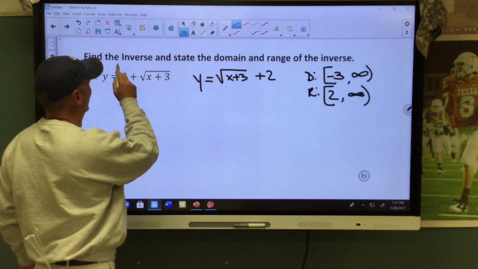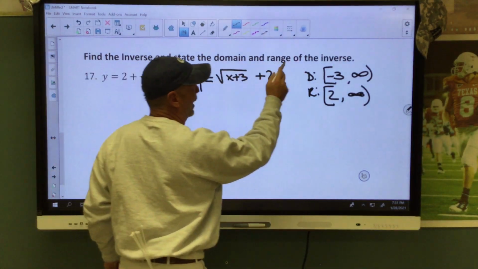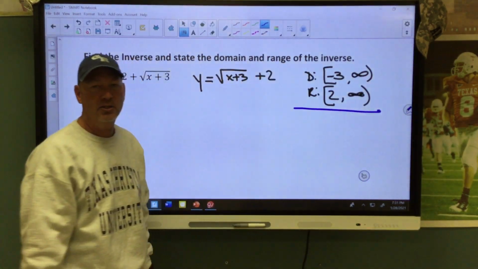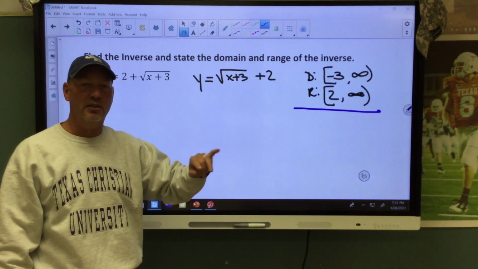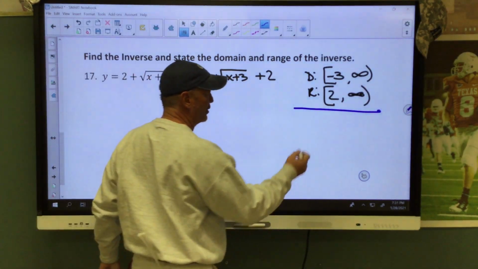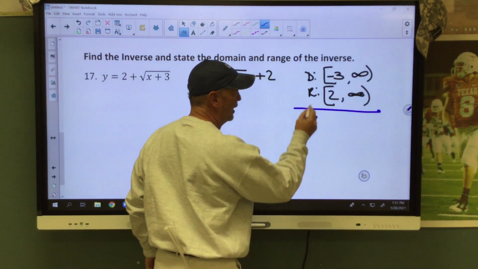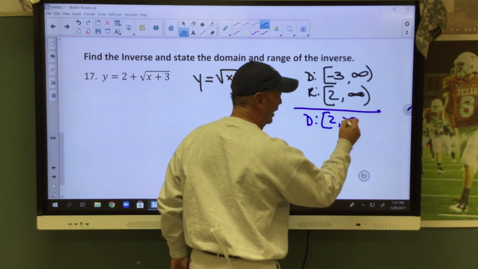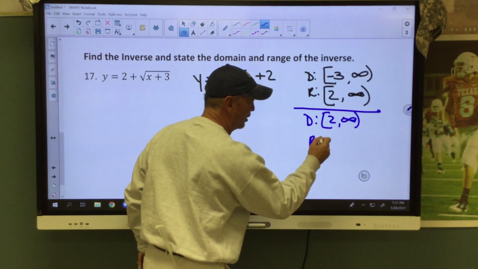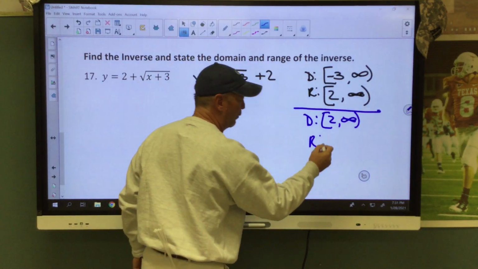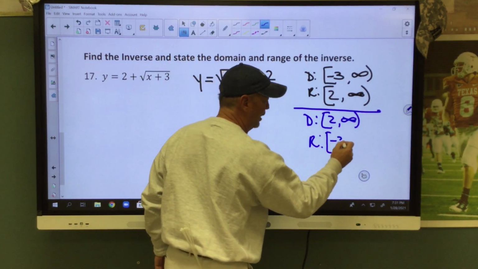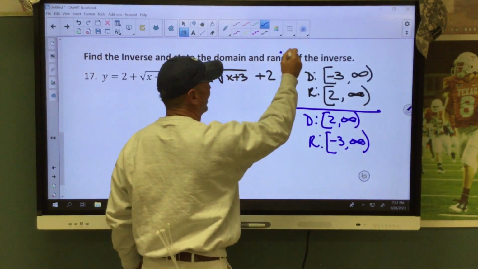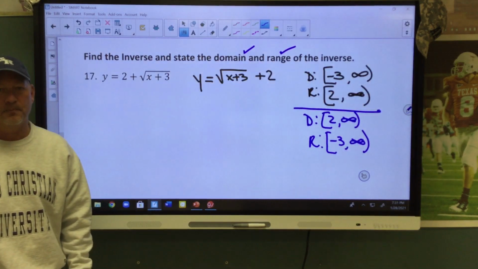But they're going to ask you to find what? The inverse and the domain and range of the inverse. So to find the inverse, domain and range, remember we just switch places with the domain and range. So my inverse domain is going to come from the range. It'll be 2, comma, positive infinity. My range will come from the original domain. It will be hard bracket -3 to positive infinity. Now we have just taken care of the domain and range of the inverse.